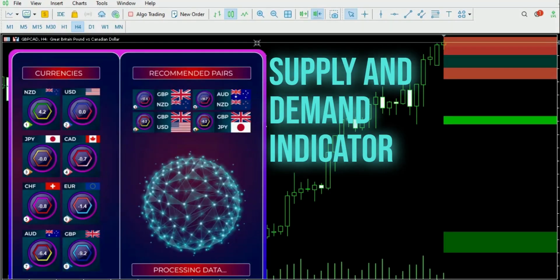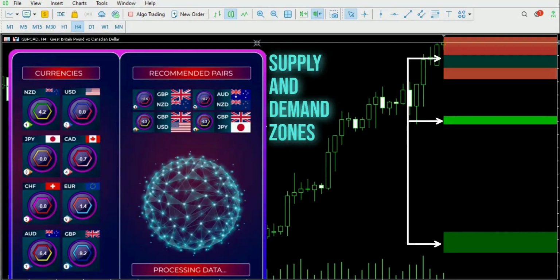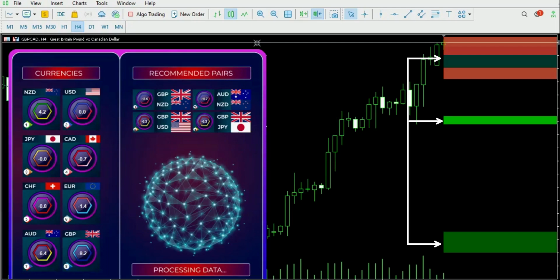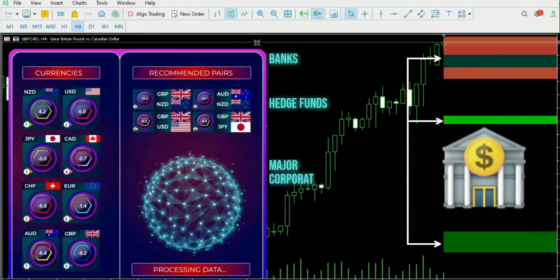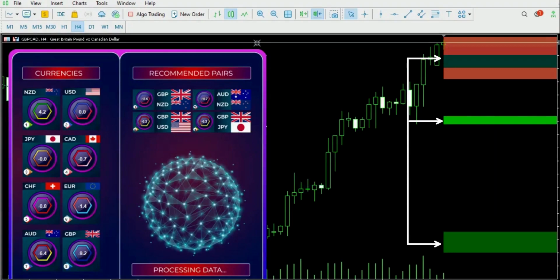Traders who use supply and demand strategies are aware that certain zones in the market are more responsive and contain more liquidity than others. These zones are known as supply and demand areas, and they typically have a high volume of both supply and demand. They are also the preferred trading zones for the banks, hedge funds, and other major corporations where most of the money is concentrated. And so guys, right over here is where you'd find your zones.